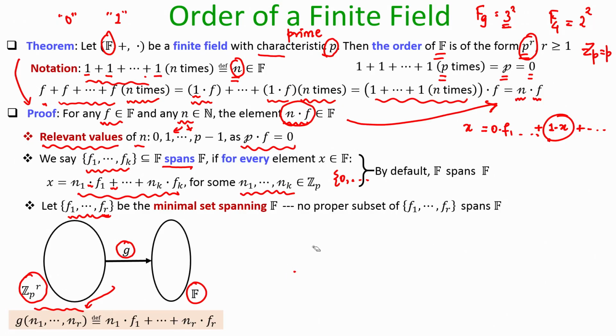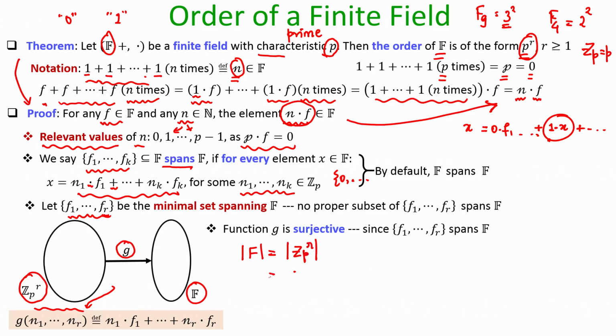The definition is, you give me any R tuple, then I will match that R tuple to a field element where the image is obtained by taking a linear combination of the elements in the minimal spanning set as per the linear combiners in my R tuple. Now, I am going to make certain claims about this function G. I am going to prove that this function G is a bijection, and if it is a bijection, then as per the rules of cardinality, it shows that the cardinality of F is same as the cardinality of ZP^R.